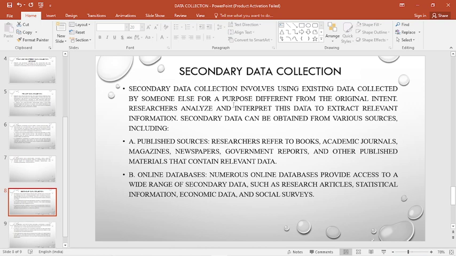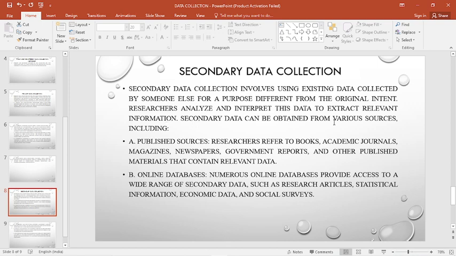Now we'll see what secondary data collection is. Secondary data collection involves using existing data collected by someone else. It means the data already exists, and you are going to collect it for your research purpose, a purpose different from the original intent. You are not using it directly, and you also cite that you have collected this data from this website, this person, or these research papers, and the researcher analyzes and interprets this data to extract relevant information. It means using that secondary data which is already present and extracting the relevant things you want from it.